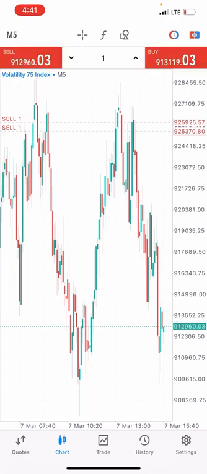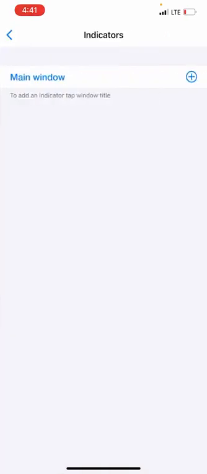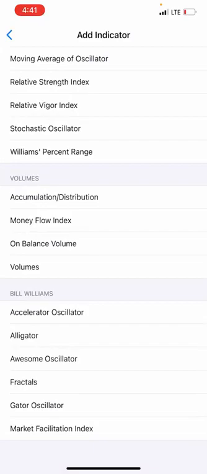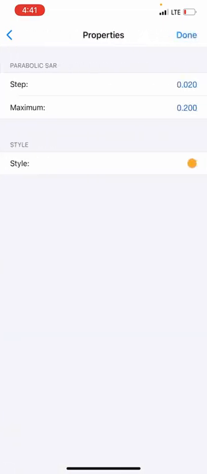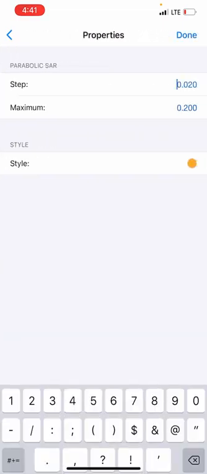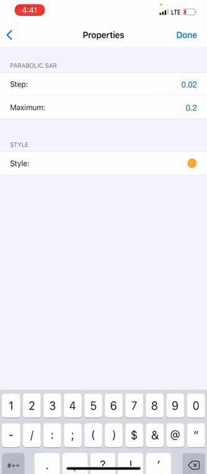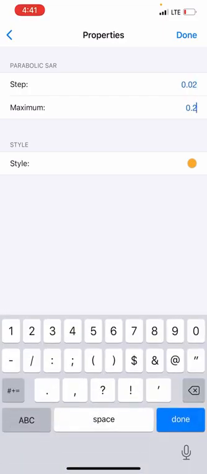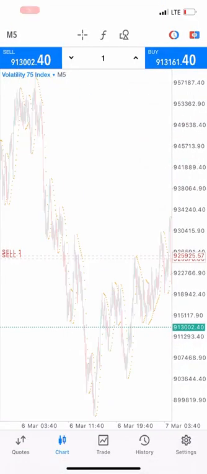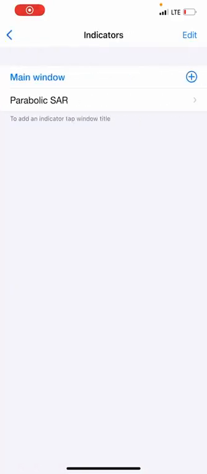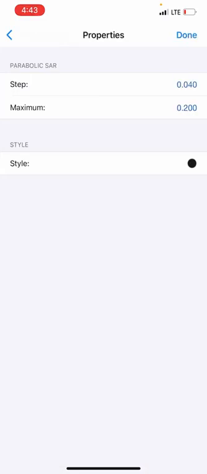Okay, good to go. The first indicator is the parabolic SAR, which we'll be using right now. You go to your indicator tab, parabolic SAR. You can see the step, you set it on 0.02. Then for the maximum, set it on 0.2. You click done. The second indicator will also be a parabolic SAR. You click on the indicator tab, add button, then select parabolic SAR.